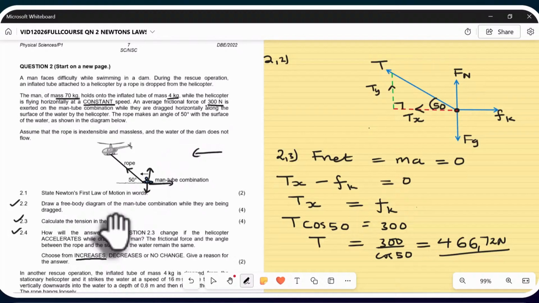Okay, that's why the tension will increase, because now the net force is bigger than 0.